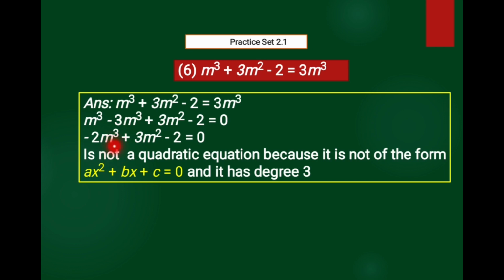Here the degree of the first term is 3, so the highest degree is 3 here. So it is not a quadratic equation because it is not of the form ax square plus bx plus c equals to 0, and it has degree 3. So in this way we can say whether the given equation is a quadratic equation or not after simplifying it and comparing it with the general form.